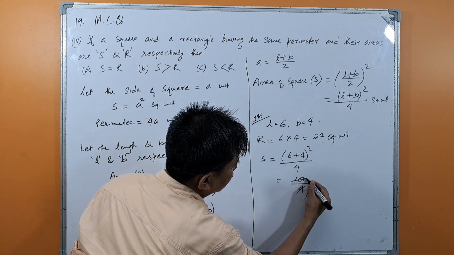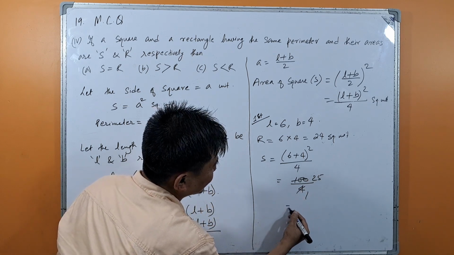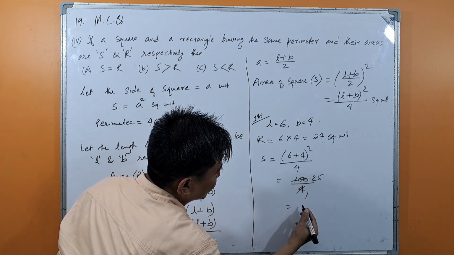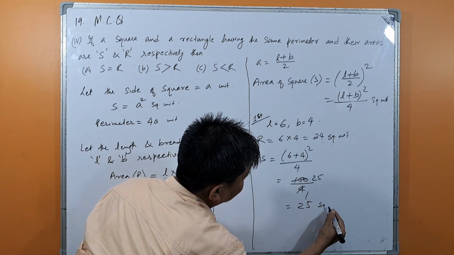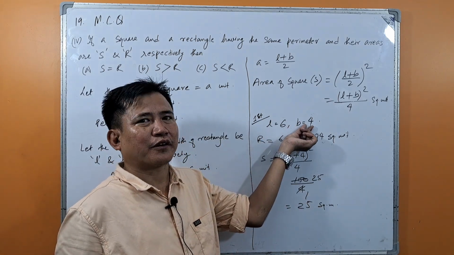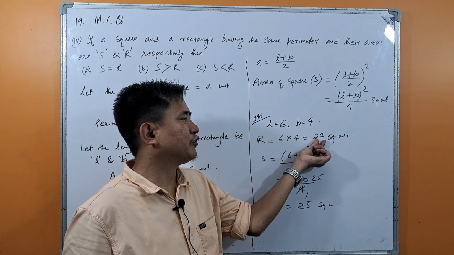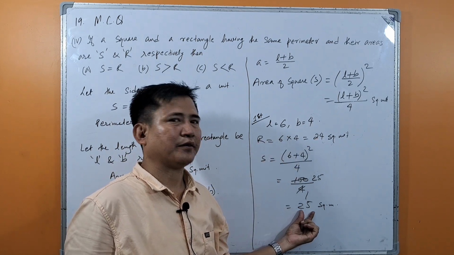4 1s are 4. 4 2s are 8. 4 5s are 20. So 25. 4 25s are 100. 25 square unit. When length is 6, breadth is 4. Okay. In both the cases we have checked, R is 24 square unit and S is 25 square unit.